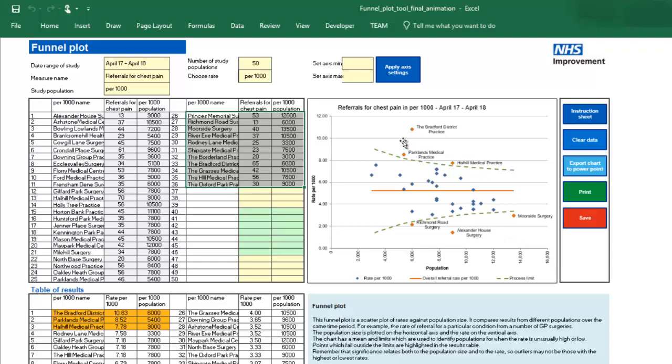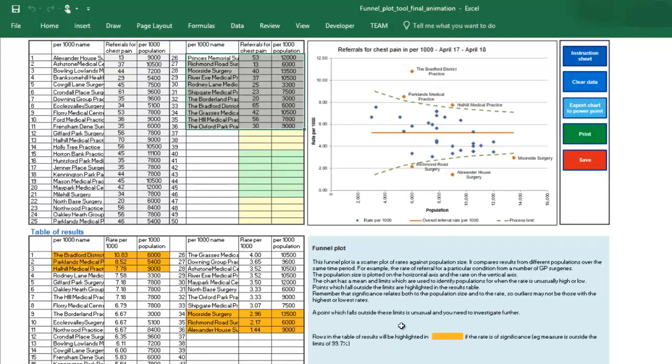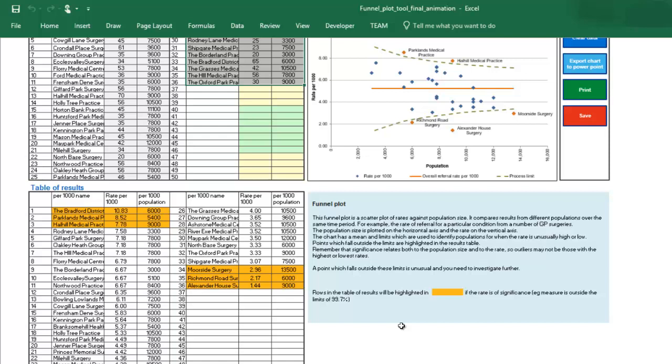One of them is quite a small surgery and it falls way above. This surgery has a much higher rate of referral for chest pain than most of the other surgeries. This surgery here is a very large surgery and it has a slightly lower rate than expected of referrals for chest pain. Down here you can see our results table. The GP practices which fall outside the process limits or the normal expected range are highlighted in yellow, and you can see that there are 3 high and 3 low in this population.